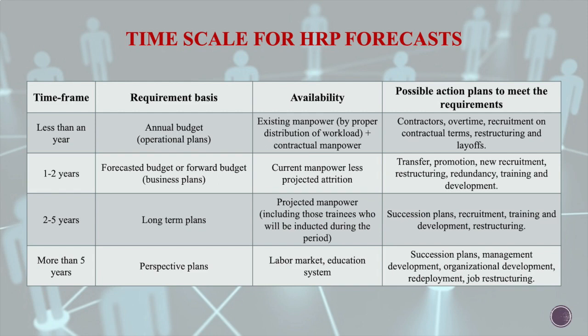If you go to a span of 2 to 5 years, then the requirement basis will stand as a long-term plan. Here, the availability will be the projected manpower, which includes the trainees who are actually being inducted in your organization during the training period. So the possible action plan for them can be a succession plan. You can go for recruiting such people, you can go for training and developing them, or restructuring.